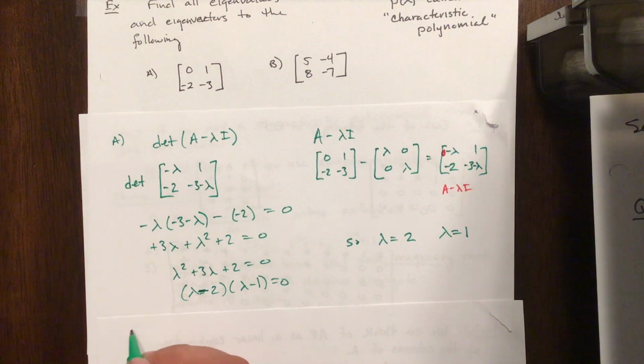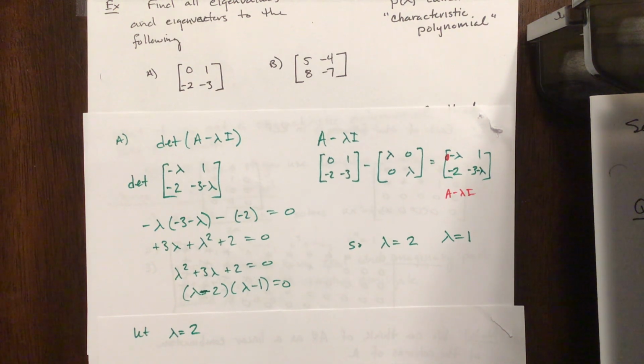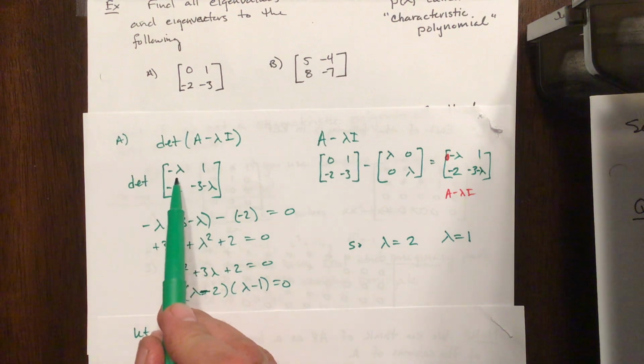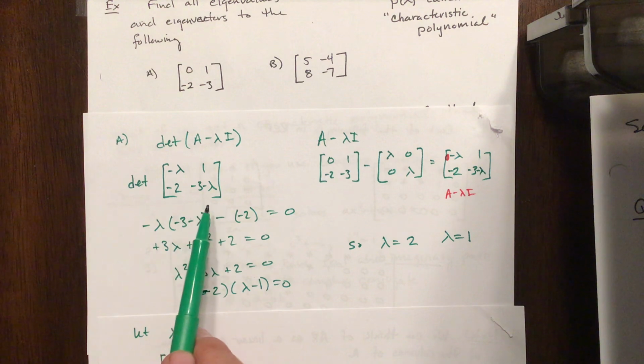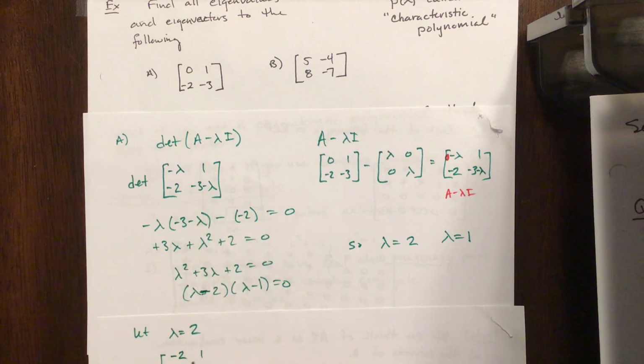So let lambda equal 2. Now, the next step in finding this eigenvector is to replace lambda with your potential eigenvalue in the A minus lambda I matrix. So you get minus 2, 1, minus 2, and let's see, if lambda is 2, minus 3 minus 2, that's minus 5.